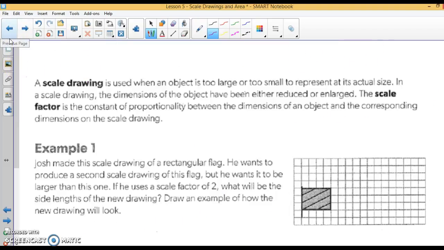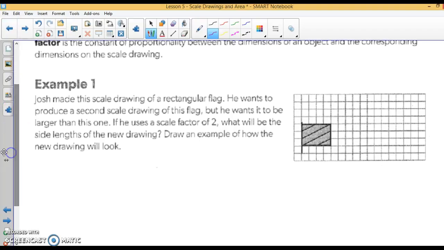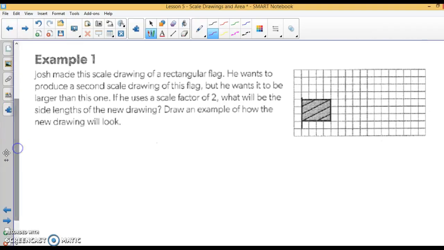Okay, a scale drawing is used when an object is too large or too small. Let's look at example 1. Josh made this scale drawing of a rectangular flag. He wants to produce a second scale drawing of this flag, but he wants it to be larger than this one. If he uses a scale factor of 2, what will the lengths of the new drawings be?